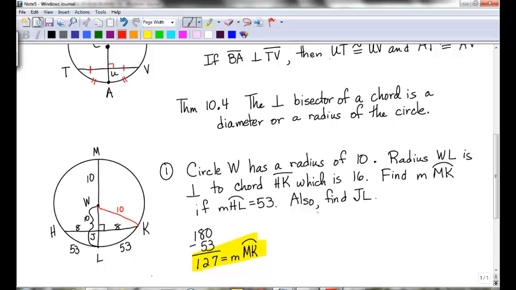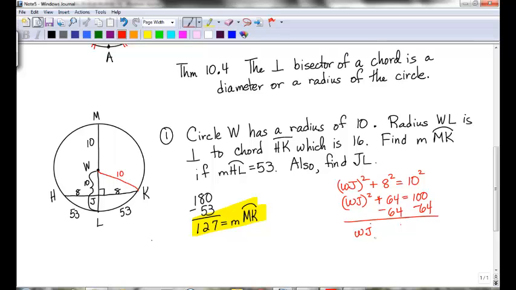What theorem? Pythagorean. So I could do WJ squared plus 8 squared equals the hypotenuse squared, Pythagorean theorem. So WJ squared plus 64 equals 100. Subtract 64 on both sides. So WJ would equal 6. Okay, so WJ equals 6. So JL equals 4.